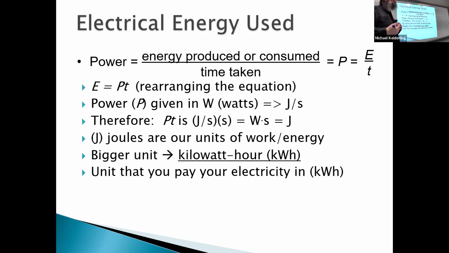Let's figure out how many joules 1 kilowatt hour is. Well, it's 1 kilowatt times 1 hour. 1 kilowatt is 1,000 watts. 1 hour is 3,600 seconds. So 1 kilowatt hour is 3.6 million joules.